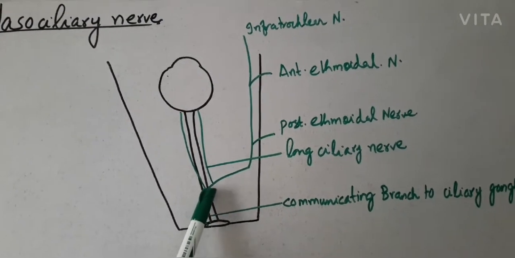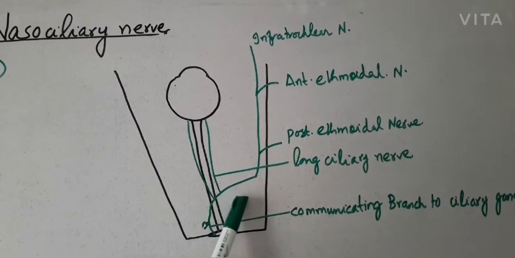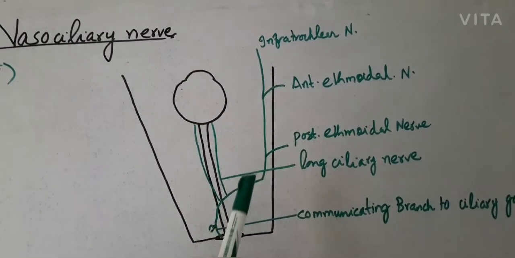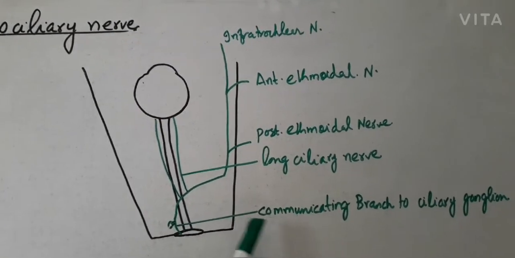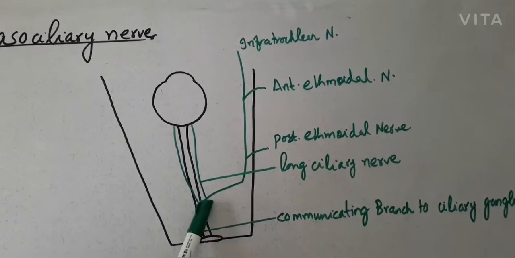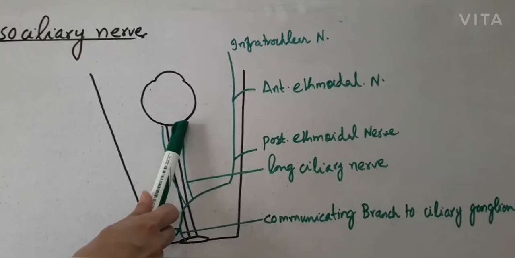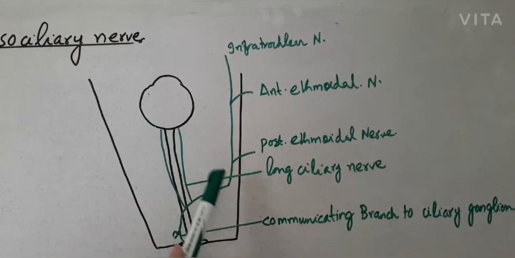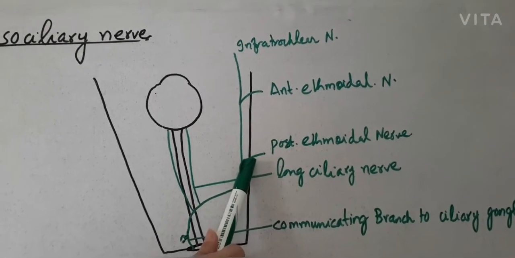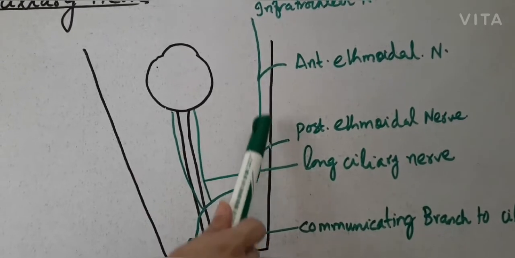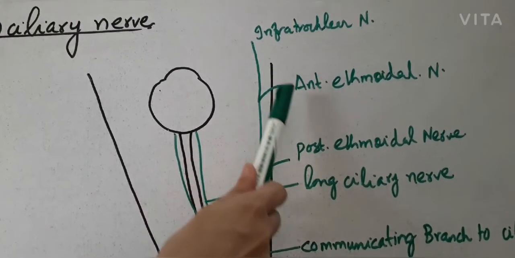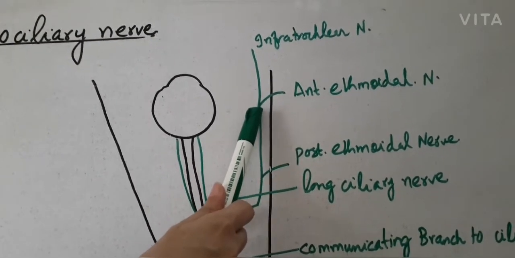Then it crosses the optic nerve from the lateral to the medial side and then runs along the medial wall of the orbital cavity. During its course, it gives first of all a communicating branch to the ciliary ganglion, then 2 to 3 long ciliary nerves which pierce the sclera to enter the eyeball, then the posterior ethmoidal nerve which passes through the posterior ethmoidal foramen in the medial wall, and two terminal branches, the anterior ethmoidal nerve and the infratrochlear nerve. The anterior ethmoidal nerve passes through the anterior ethmoidal foramen.